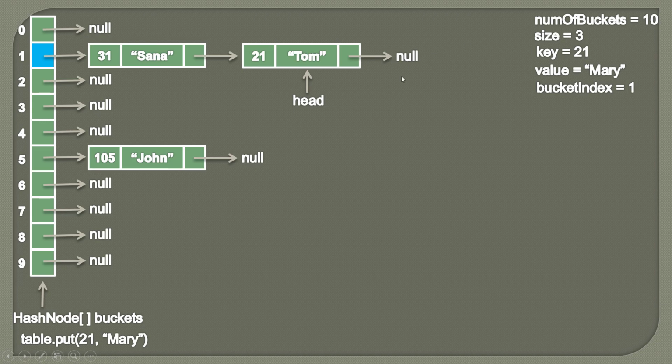So what we do is, by this check we came to know that key is already present. So we don't have to insert a new key and increase the size. What we do is we simply update the value when we actually put a key value pair. So here instead of Tom, now the value will become Mary.